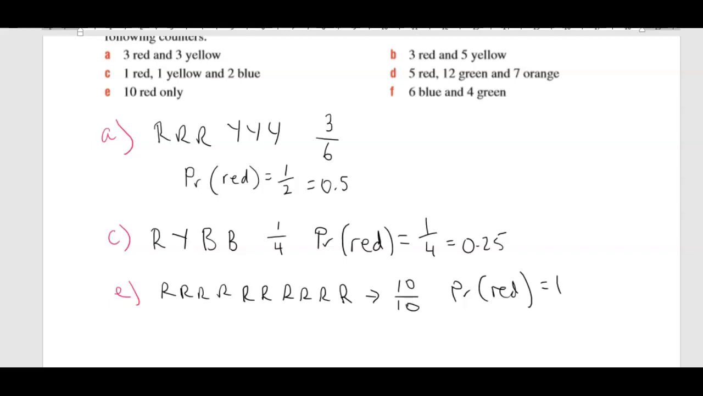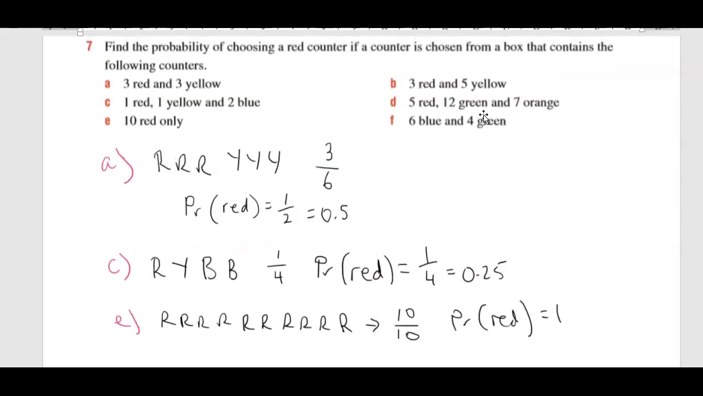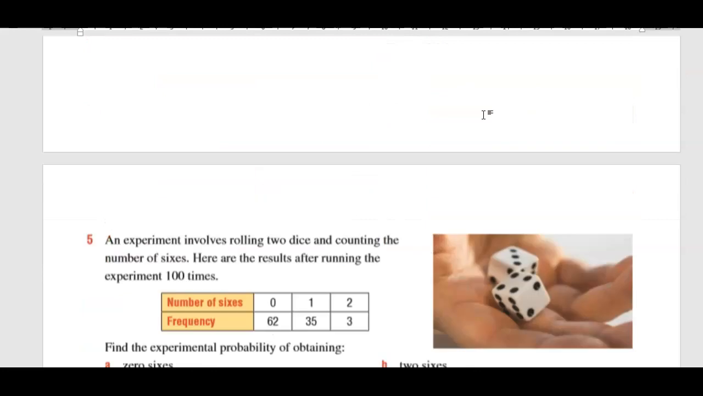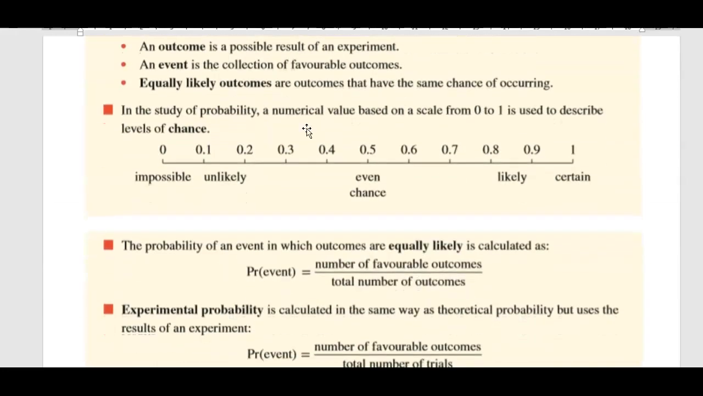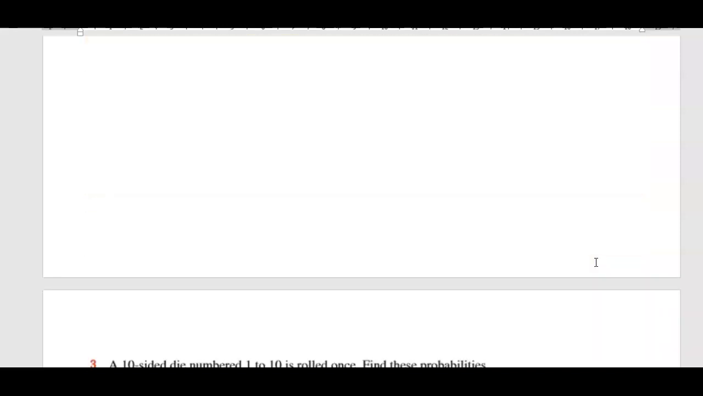So it's 1. And then F, we've got 6 blue and 4 green. If we have no red, it's going to be 0. When we were looking at the scale in the previous video, and I might just scroll up, remember 1, it's certainly going to happen. So in that box of 10 red counters, it was certain, so your probability is 1. In that box of blue and green counters, it was impossible to get a red counter, so the probability is 0.